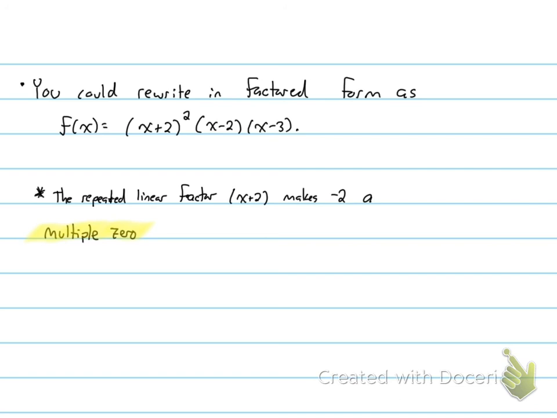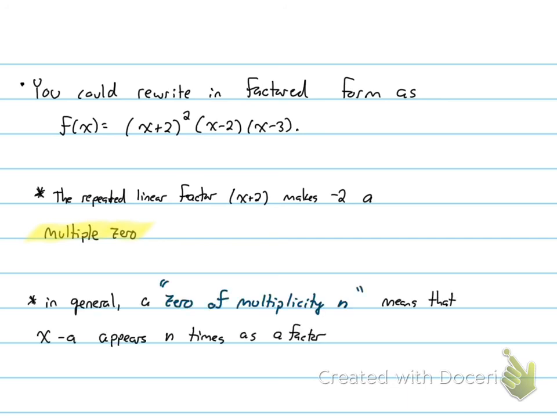And that repeated linear factor makes that -2 a multiple zero. Or we say that that factor -2 has a multiplicity of 2 because it shows up twice. So in general, I'd make sure to write this down. A zero of multiplicity n means that x minus a appears n times as a factor. We'll talk about that a little bit more in class. I'll just have this in your notes for now. And that is it.